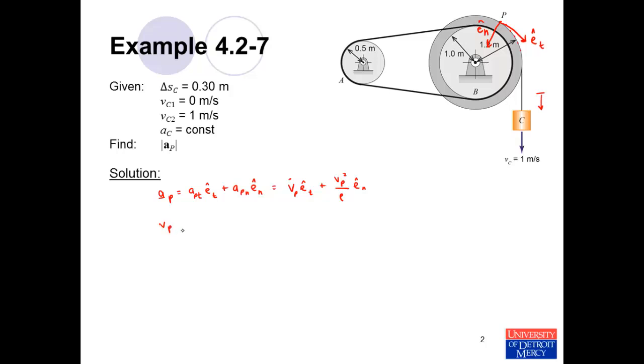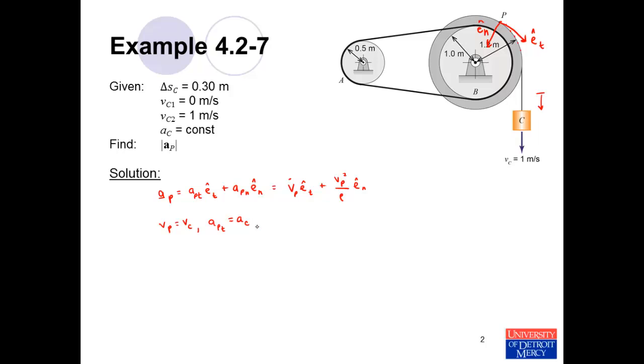So the velocity of point P is equal to the velocity of point C at any instant. And similarly, since they have the same change in velocity over the same period of time, they also have the same tangential acceleration, or more specifically, the tangential acceleration of point P is equal to the acceleration of mass C, because mass C is moving in a straight line.